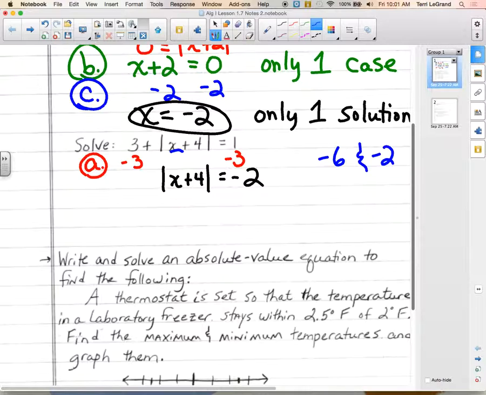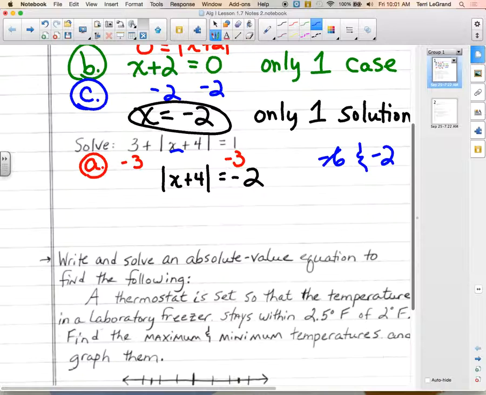Well, then we'd have 3 plus 2. What's 3 plus 2? 5. We'd have 5 on that side and we'd have 1 on the other. Does it check out? No, it doesn't check out. Okay, well, ditch that one.